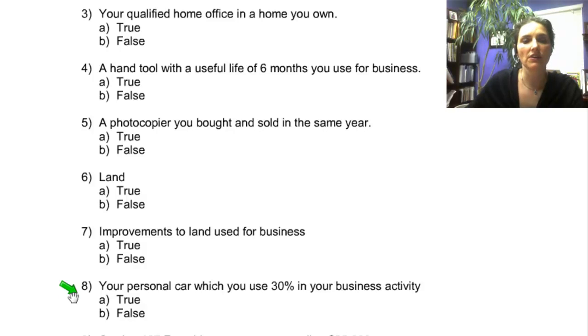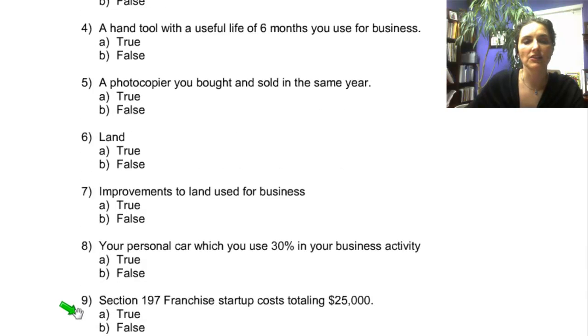Number 8, your personal use car, which you use 30% in your business activity, is that depreciable? Yes, it is. Number 9, a Section 197 franchise startup cost totaling $25,000, is that depreciable?